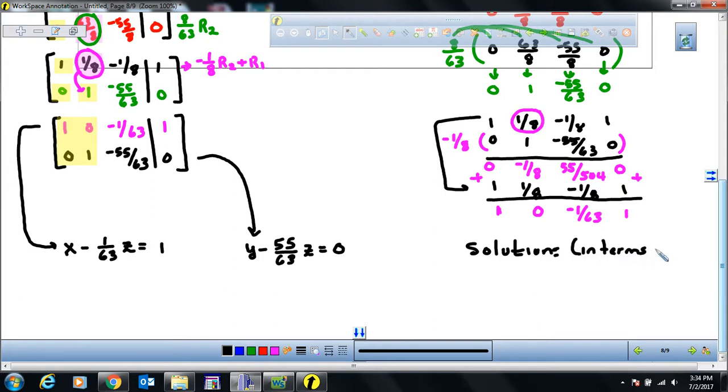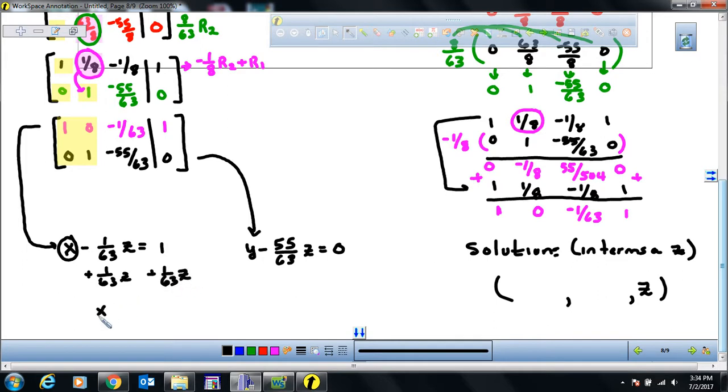When you have a system with infinite solutions with x, y, and z, the solution must be expressed in terms of z, meaning that all my equations are going to contain the variable z. So the last one is already z, so we can just write z for the last one. Now, to get my equation for x in terms of z, all I have to do is solve for x in my first equation by adding the 1/63z to both sides.